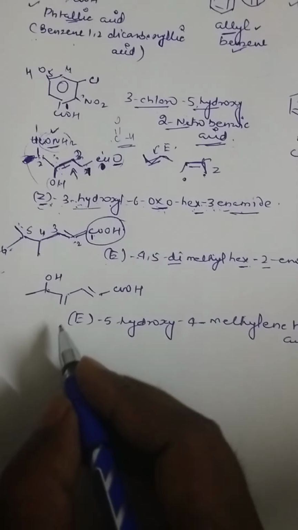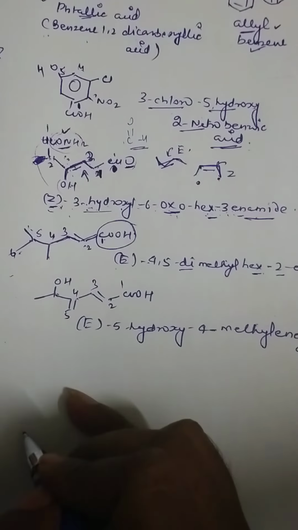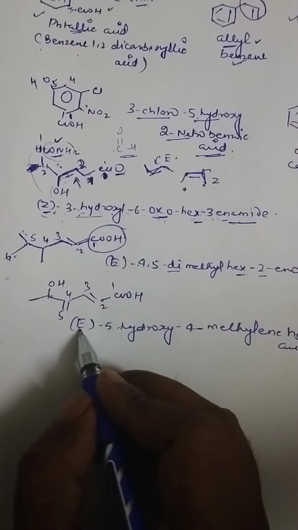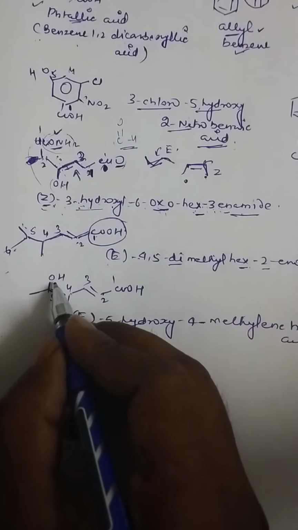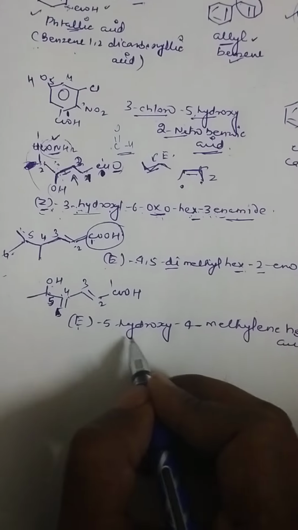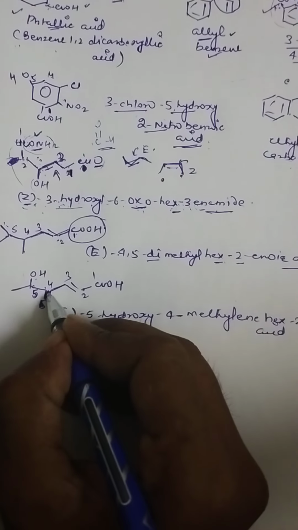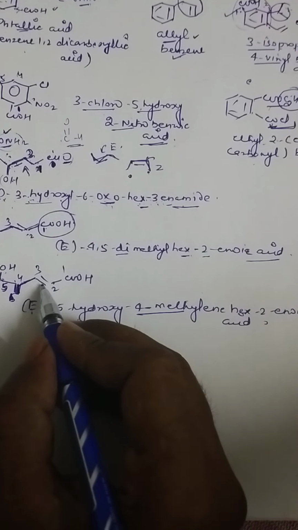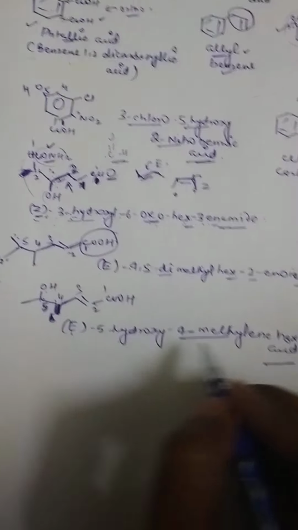Next we come to this molecule. So 1 2 3 4 5, so this one is E 5 hydroxy. If you see here, this is 5, the naming should be given from this side because the hydroxy substituent is at 5. 5 hydroxy, 4 methyl, actually this one is a single bond, 4 methyl, then hex 2 ene, because at 2 there is a double bond, hex 2 enoic acid. So it is the name of this molecule.